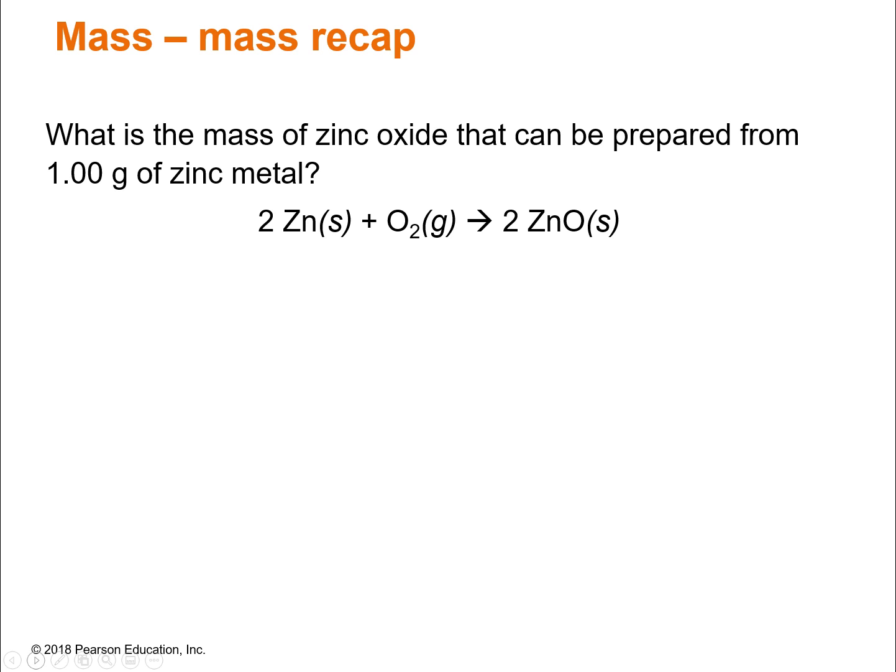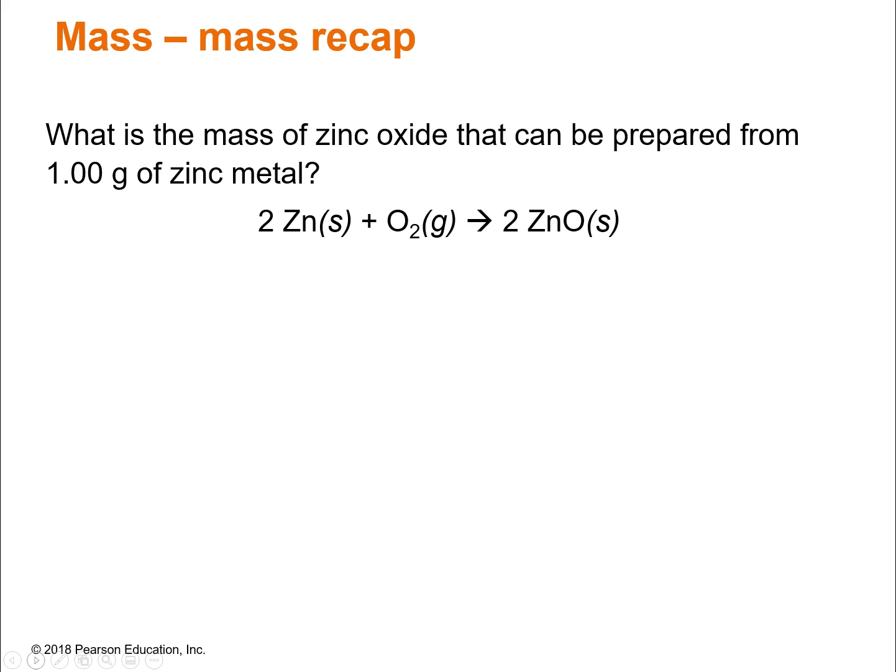The first type of problem that we did was a mass-to-mass problem. This is where you're taking the grams of one substance in a chemical equation, and you're trying to convert that to grams of another substance in a chemical equation. So we'll walk through this. I'll ask you some questions as I solve through this problem, and hopefully that'll help you to refresh again.